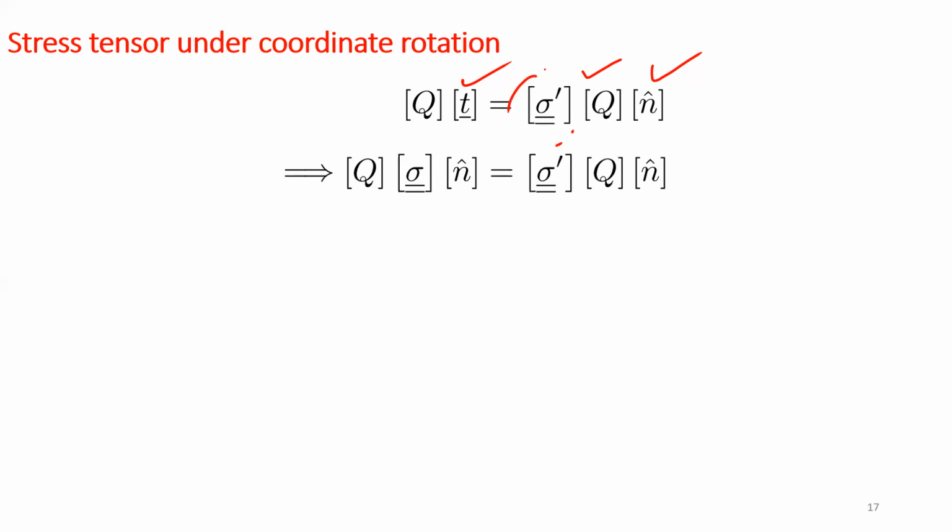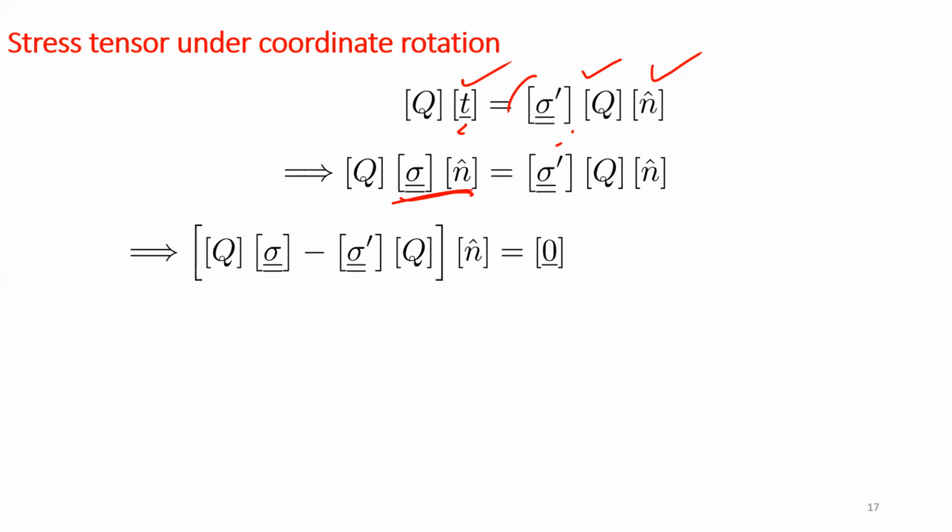So we'll simply do some manipulation. I'm pre-multiplying everything. What is traction? Traction is nothing but stress times N. And then I'm rearranging the terms, moving everything to one side, taking N common. And this should be valid for any normal vector. And therefore, this is the expression that we get.